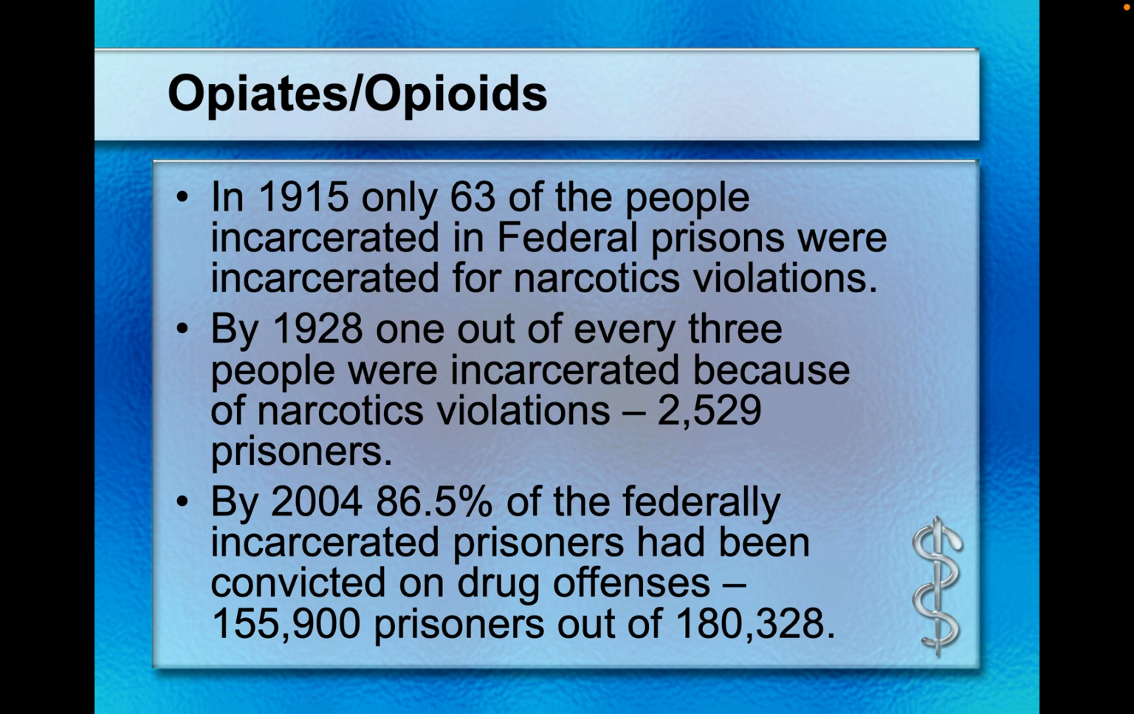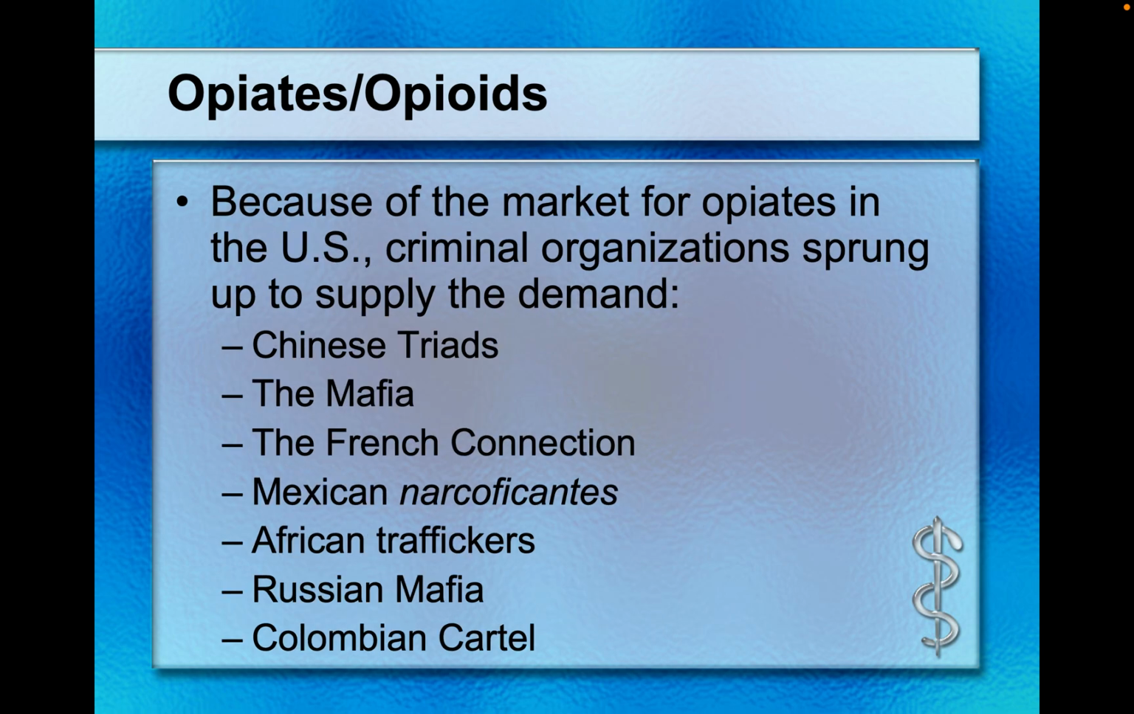The number of people in federal prisons due to drugs has been greatly reduced. Because of the market for opiates in the United States, criminal organizations sprung up to supply the demand. The Chinese triads, the mafia from Italy, the French Connection, of course, from Marseille, France, Mexican narcotraficantes, African traffickers, Russian mafia, and Colombian cartels.